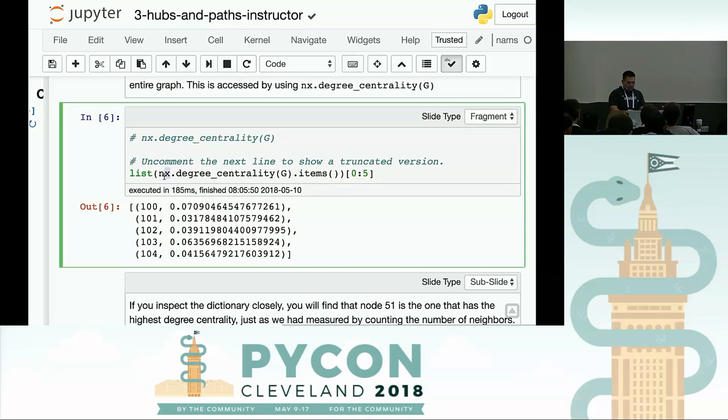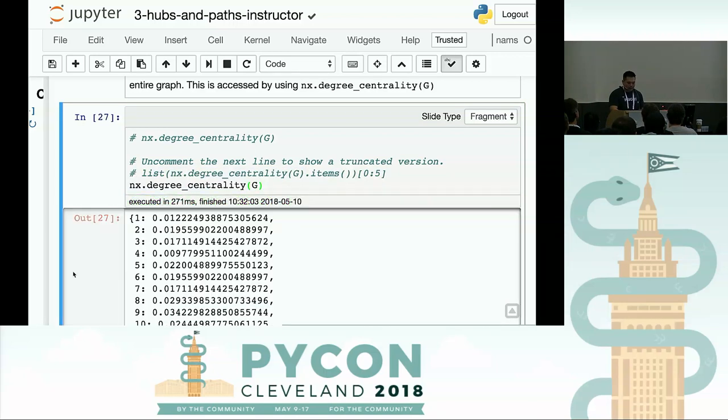So what we can do is we can look at the degree centrality. NetworkX provides a method called nx.degree_centrality. You pass in the graph G, and let's see what it returns. What this returns is a dictionary, where the nodes are the keys and the degree centrality value is the value.